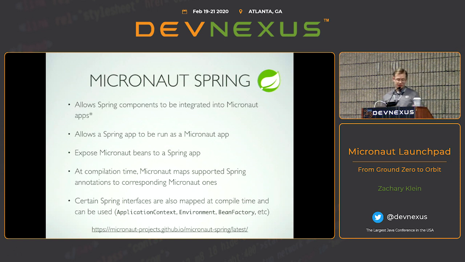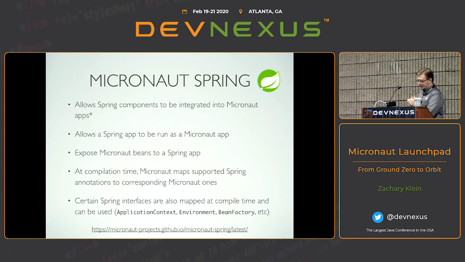This is especially useful for people who are developing libraries, because you can create a library now that is compatible with Micronaut and Spring with no code change in the actual library code. You can look this up online, and we have demos of this. You can actually run a Spring Boot application as a Micronaut application. So it's not entirely complete in that there's still some edge cases and things to be aware of, but it's a very compelling capability.